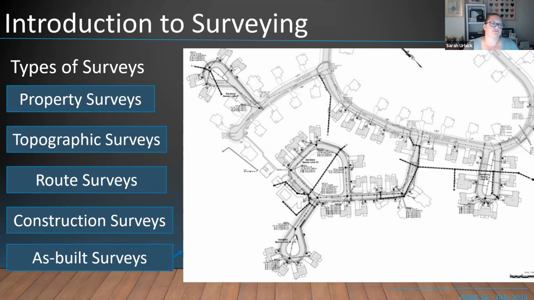As-built surveys are incredibly critical in the construction industry. And unfortunately, they are given about as much attention as a goldfish. Kind of sucks.